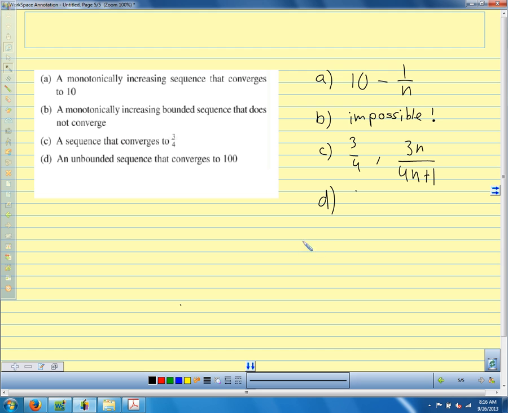How about part D? An unbounded sequence that converges to 100. What is it, Josh? Can an unbounded sequence converge? Yes. Oh, wait. No, because the definition of bounding is that it converges. Right. Unbounded, what are we going to say, Matt? I mean, I've got one. You've got one? Okay.